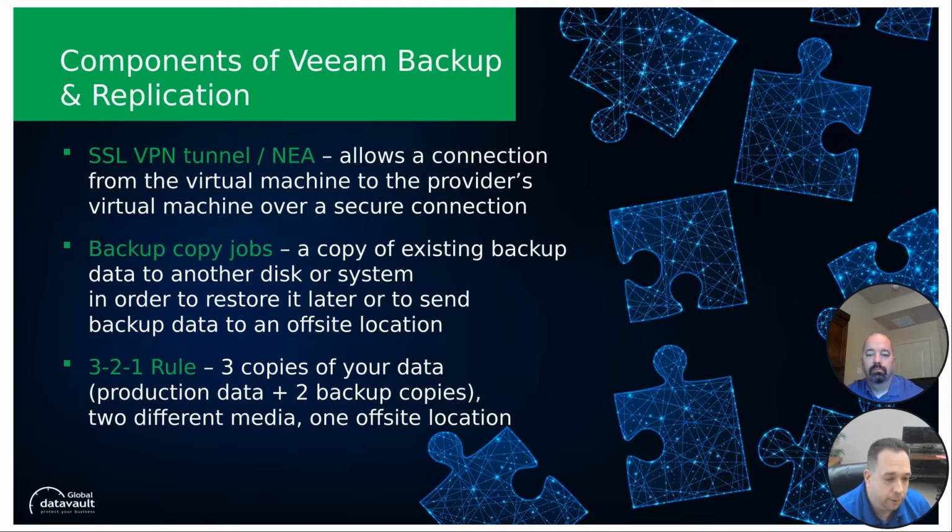It could be on a different system that's mapped through a CIFS share or an SMB share, or it could be a copy, which we always send offsite. So it could be the copy that is sent offsite to Global Data Vault. That is actually a backup copy job that we create, and then we just store it in the cloud repository on the Global Data Vault side.